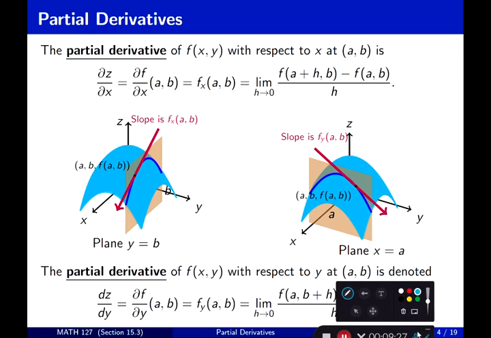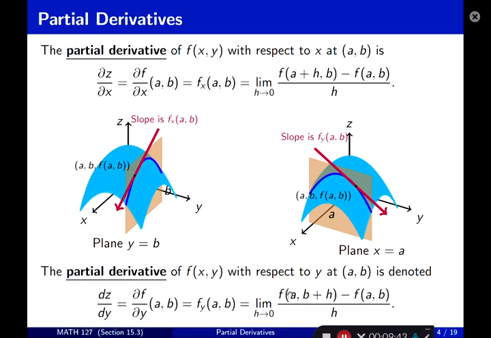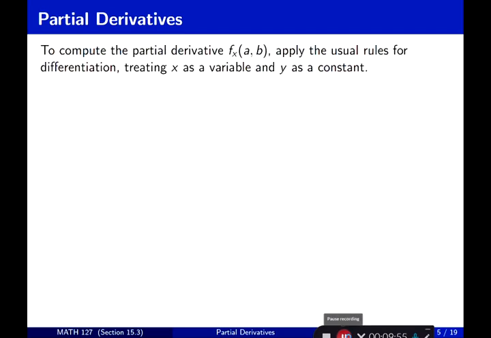And if you want to see the notation for the limit definition of the derivative in terms of the partial of z with respect to y, this time it would be the limit as h approaches 0 of f of (a, b plus h) minus f of (a, b) over h, and this time only y changes. So we discussed what the partial derivative really means geometrically and how it makes sense.